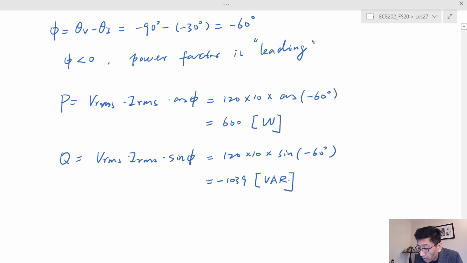So we call them vars, and vars means volt ampere reactive. Okay, so that's for this simple example how we calculate the real and the imaginary power. And next we're going to look at the complex power. Okay, I'll see you in a moment.